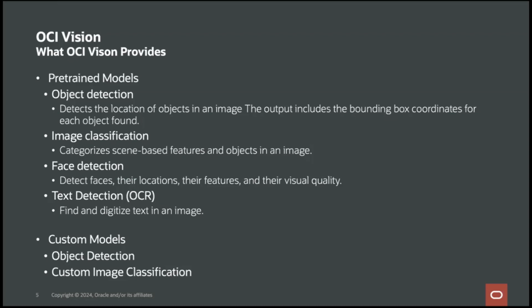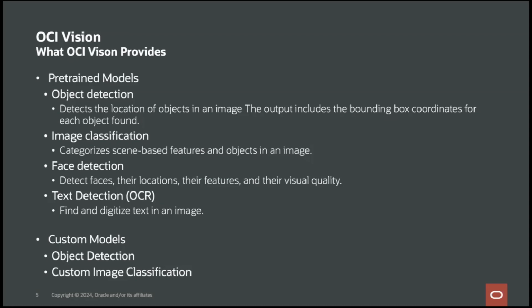There's also something called face detection, wherein if you give an image which contains multiple faces, it can go ahead and detect the faces, the location of the faces in that specific image, their features, as well as the visual quality of that image. And lastly, we can also recognize and digitize text which is part of a specific image. So these are all the pre-trained models that we had.